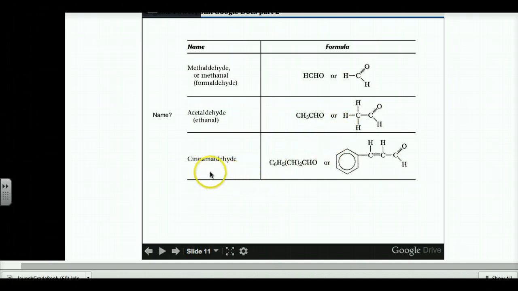Cinnamaldehyde is also an aldehyde. And then the actual IUPAC name, you're not responsible. It's some kind of phenyl group, but I have to look that up. There's also an ene in here, so some stuff going on. But look at the CHO at the end, CHO.